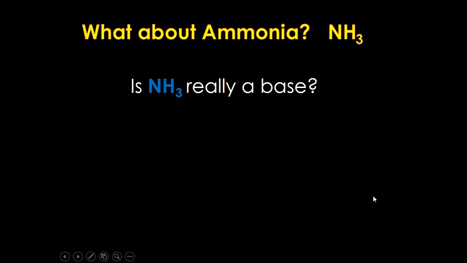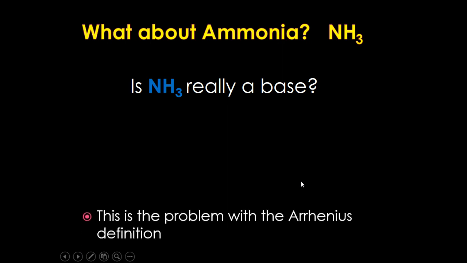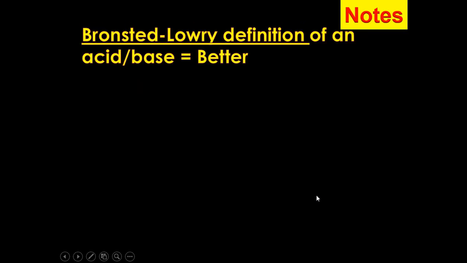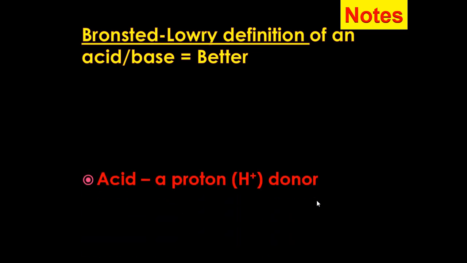What about ammonia? Now, ammonia is NH3, and it's got a lot of H's in it, but it's a base. If you take the pH of it, if you measure it, how can that be? Well, this all comes down to the fact that there's a problem with Arrhenius's definition. It's a good definition, but you have to think about it deeper. So let's look at this. There's a better definition called the Bronsted-Lowry definition of an acid or a base. And I prefer it because it's much more straightforward and they're both correct, but this one's the easiest one to understand.